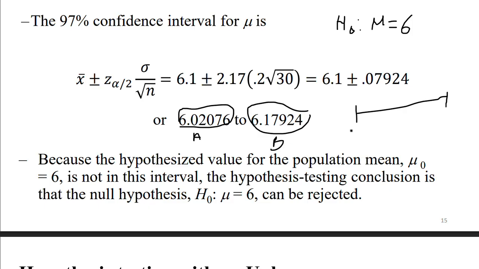And so these are the two boundaries we have, A on the lower tail and then B on the upper tail, right? If this value here can be located between these two numbers, we accept the null hypothesis. But remember, A is 6.02, and so that means the average value of 6 will be less than the boundary A. And because it doesn't fall within these two numbers, we reject the null hypothesis.